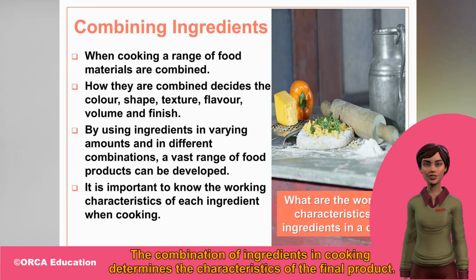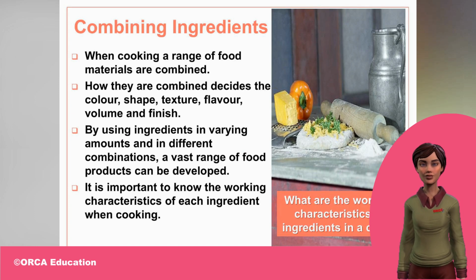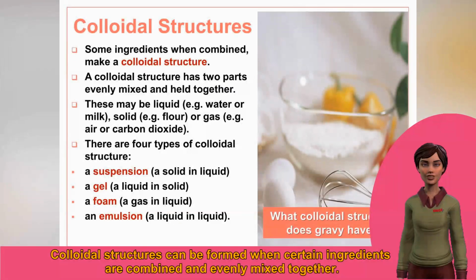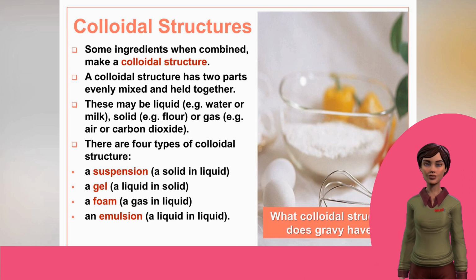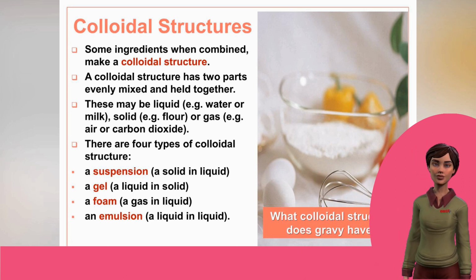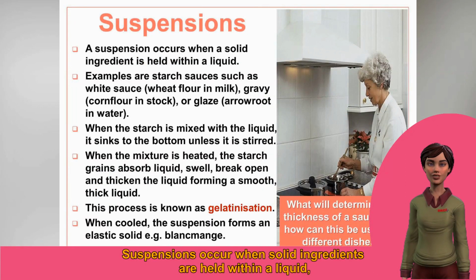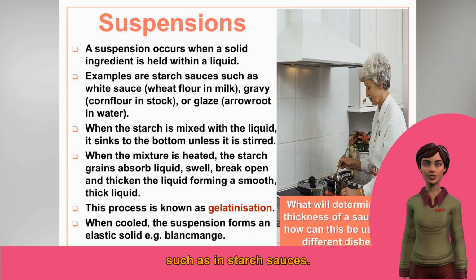The combination of ingredients in cooking determines the characteristics of the final product. Colloidal structures can be formed when certain ingredients are combined and evenly mixed together. Suspensions occur when solid ingredients are held within a liquid, such as in starch sauces.